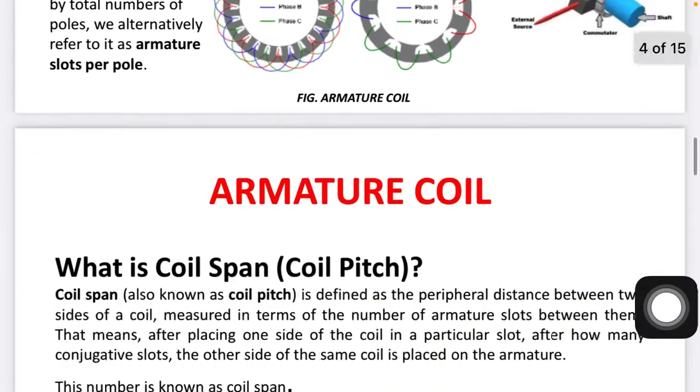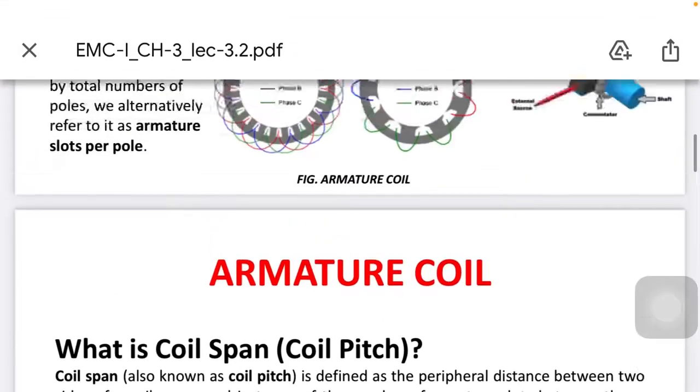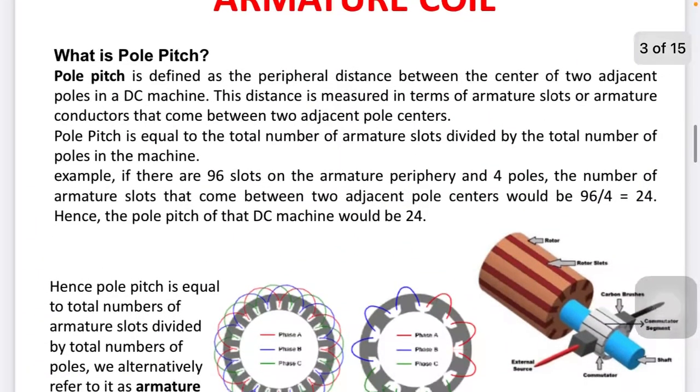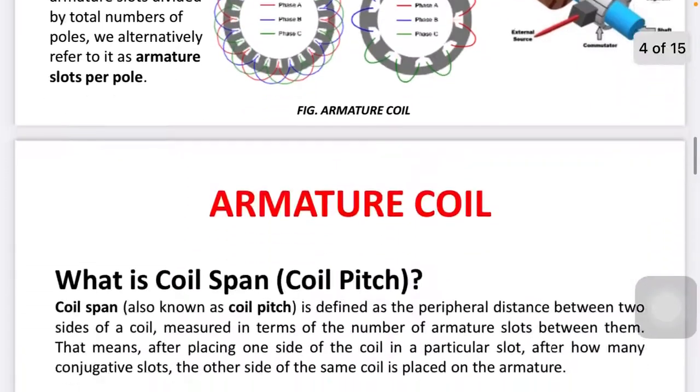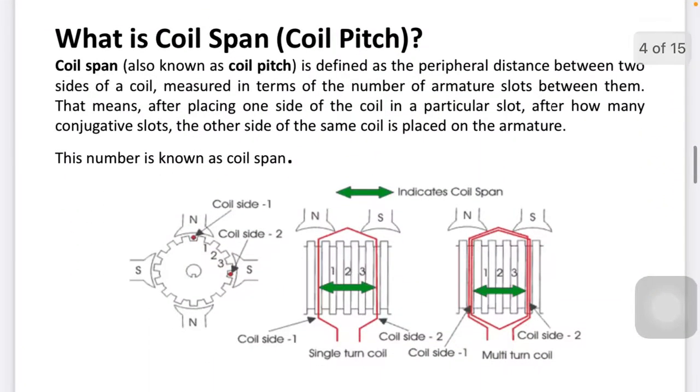We will discuss that later, but today's main topic is some terms like pole pitch, front pitch, back pitch, likewise. So what does pole pitch mean? Total number of armature slots divided by total number of poles, that is called the pole pitch.